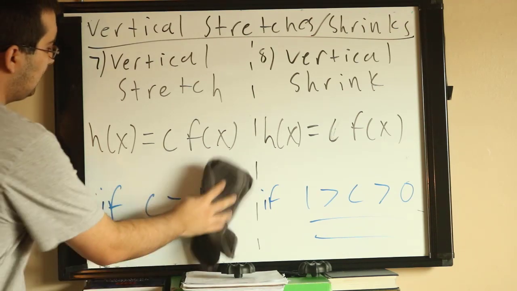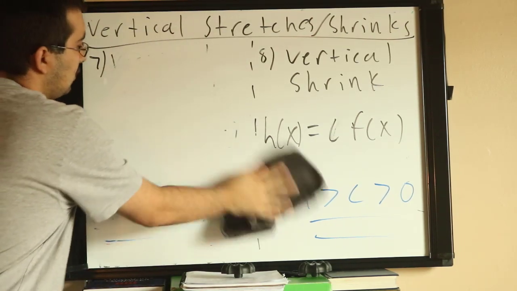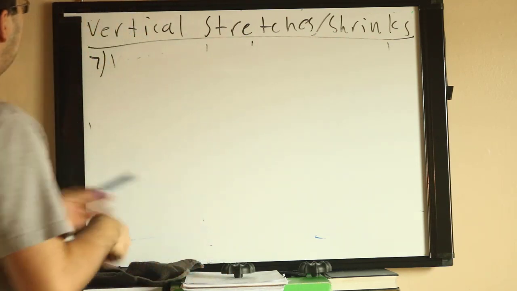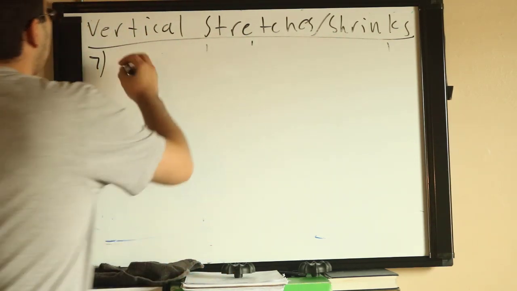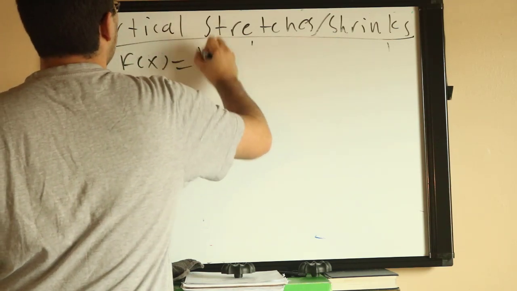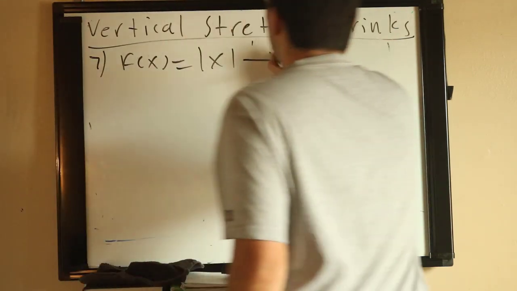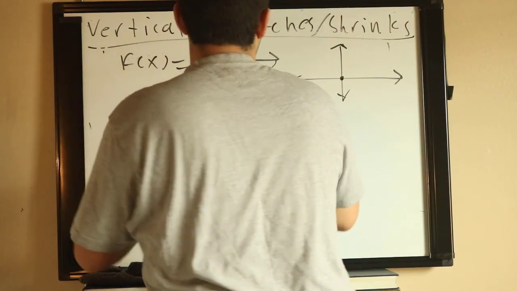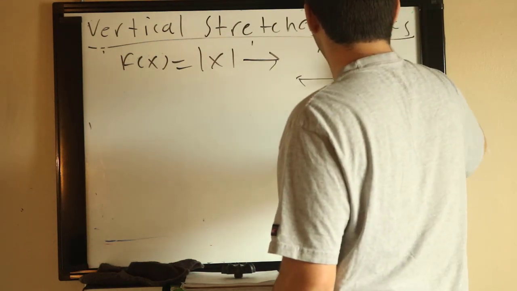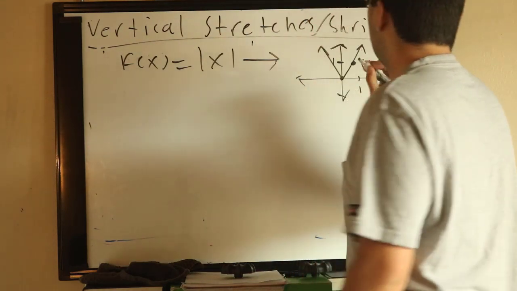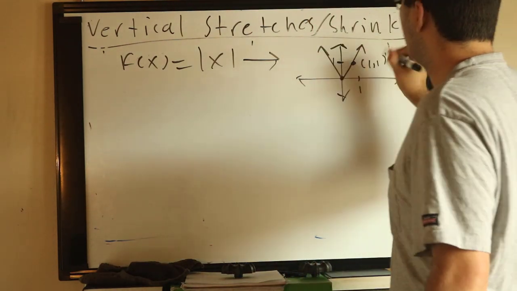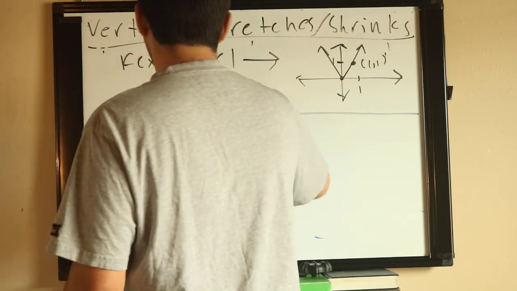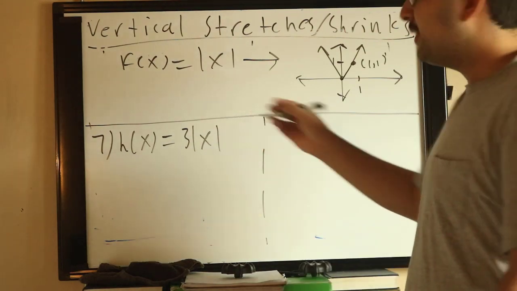So here are the examples. We'll do a vertical stretch first, and we'll use f of x equals absolute value of x. As we know, we use that as our parent function, so to give a quick sketch, we get that V shape, and it has the point (1, 1) on our graph. If we want to do a vertical stretch, a good example is 3 times absolute value of x.